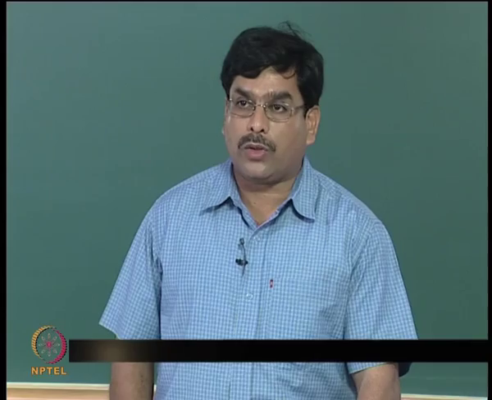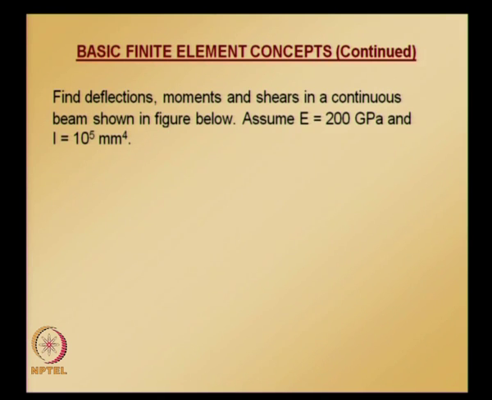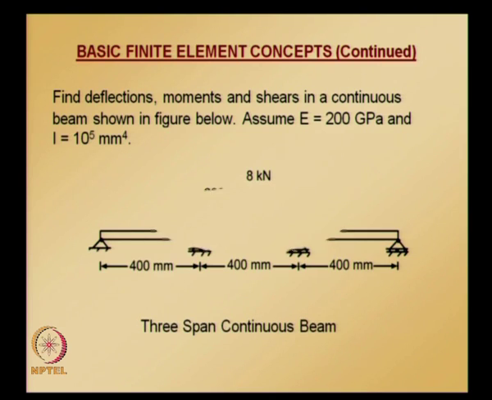So now we are ready to solve an example. Let us take a simple example. Find the deflection, moments and shears in the continuous beam shown in the figure below. Material properties and geometrical properties of the section of the beam are given. It is a 3 span continuous beam and each span is 400 millimeters long, and in the central span an 8 kilonewton point load is applied at the center of the mid span.